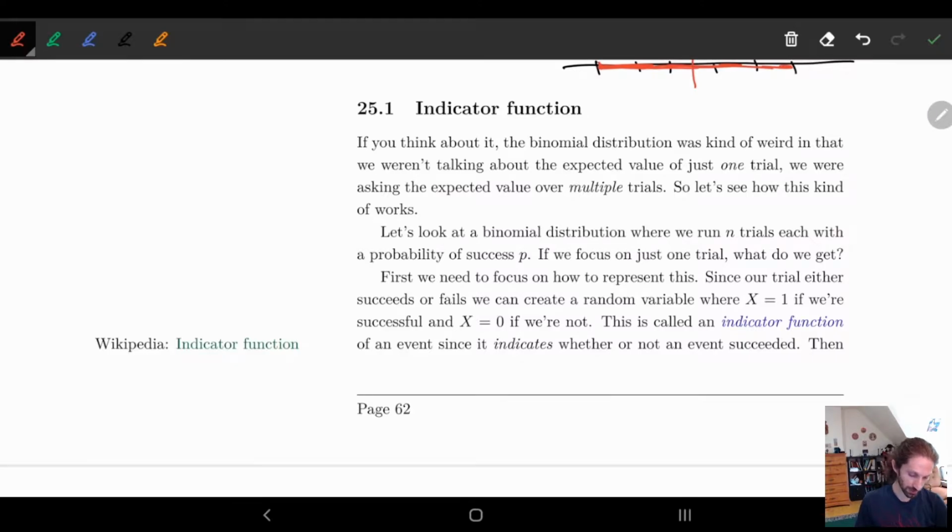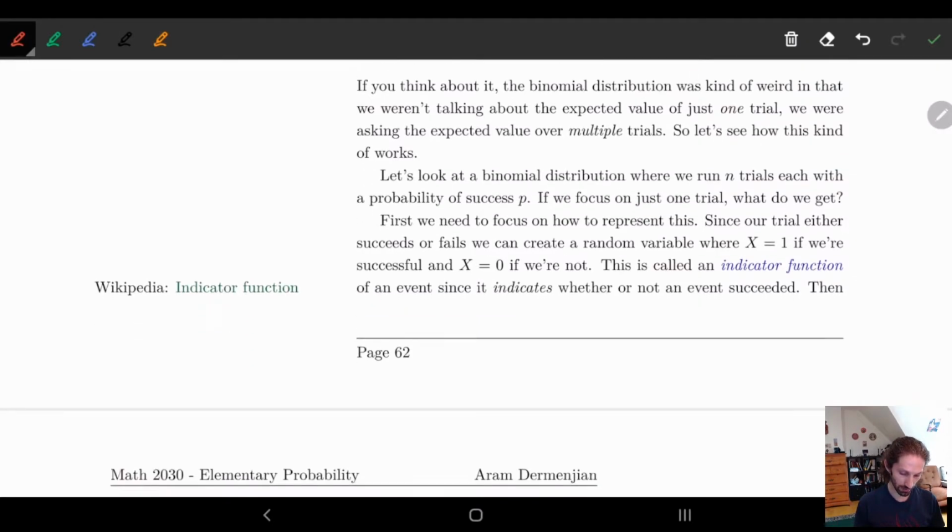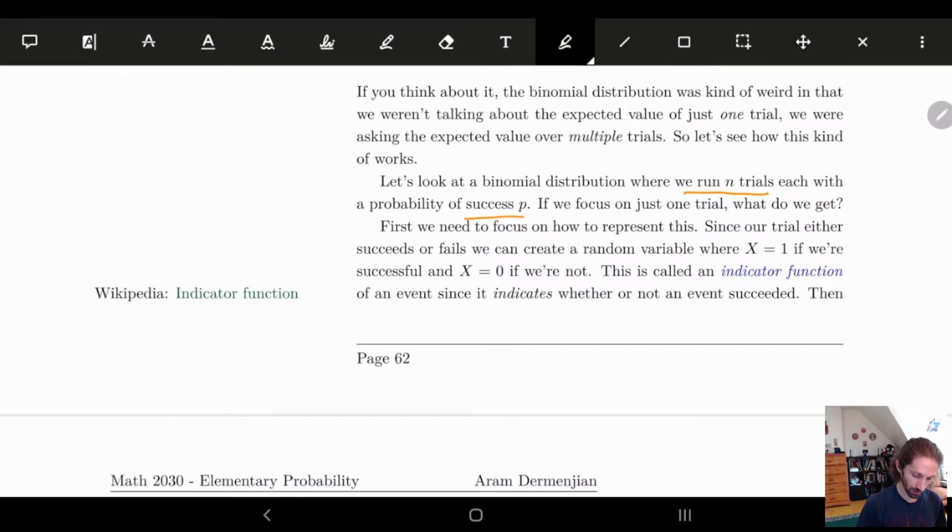So if you think about this, when we're talking about the binomial distribution, it was kind of weird in that we weren't finding the expected value of one trial. We're finding an expected value of multiple trials, right? So basically, for the binomial distribution, we ran some trial n times, and each one of these times had a probability of success p. We have n trials, and each has a success p.